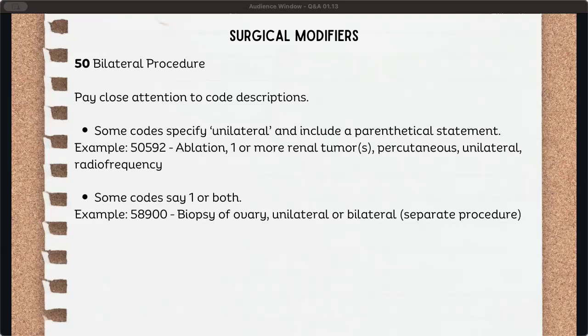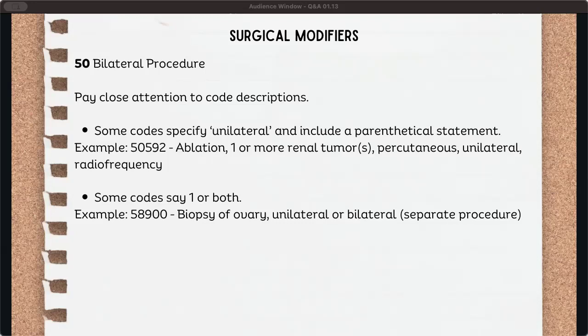Now, it's important that you pay close attention to your code descriptions, as some of your codes will include in the description unilateral or bilateral. So you do have some codes that specify unilateral, and then you may have a parenthetical statement that says, in order to report a bilateral procedure, use your modifier 50. So we have some examples here for code 50592. This code description is for an ablation of one or more renal tumors, percutaneous, unilateral radiofrequency. So in this instance, you would be able to report the 50 modifier if it was done bilaterally.